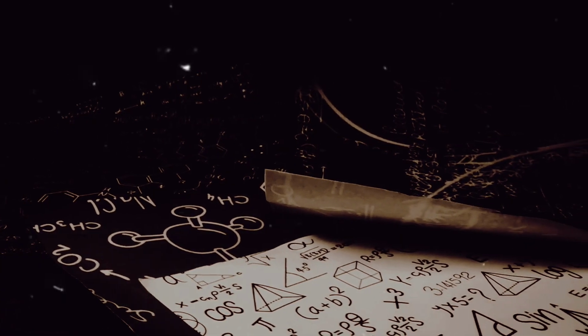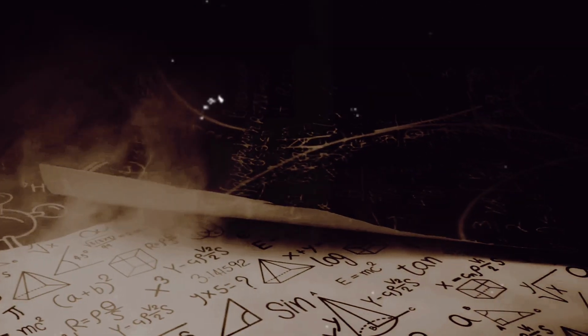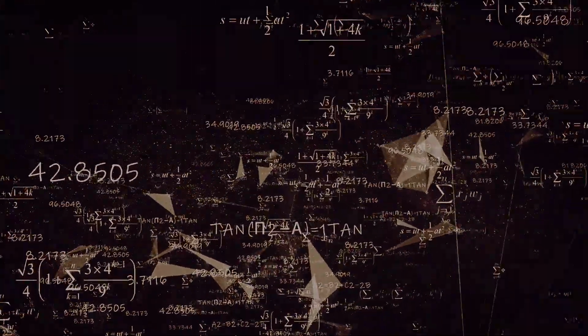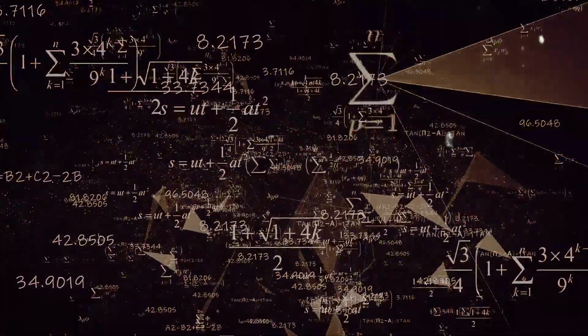Let's take a step back to the 17th century when Sir Isaac Newton formulated the laws of motion and universal gravitation. He used mathematics to describe the motion of the planets and the force that keeps us anchored to the Earth. Without these calculations, we wouldn't have been able to send astronauts to the moon or satellites into orbit.